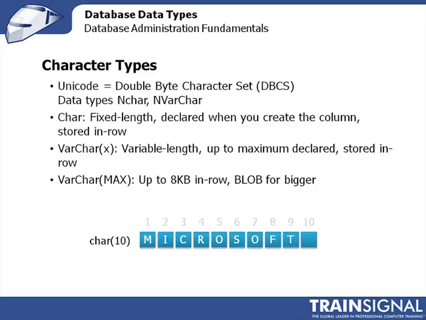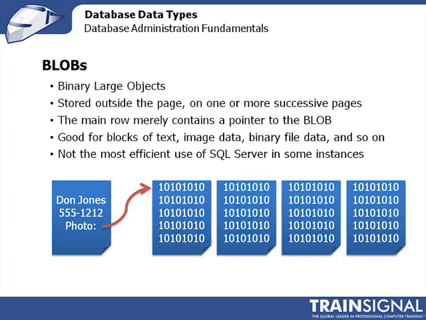And then there's varchar max. This will store up to 8 kilobytes of text in the row or create a blob for larger chunks of text. Since that's the third or fourth time I've used the term blob, I should explain what it is. Blob stands for binary large object, and it simply means a chunk of data that doesn't fit within the 8 kilobyte page. So this is stored outside of the page on one or more successive pages.